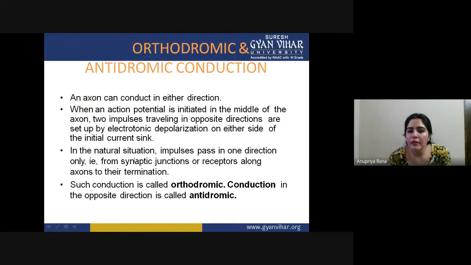Just remember that in the natural situation the impulse passes in one direction only. In the normal direction, they pass in one direction; they cannot pass in both directions. So if they travel in the opposite direction, set up by electronic depolarization, that is called antidromic. If the conduction starts from the middle section but goes in a forward direction, then that is called the orthodromic situation.